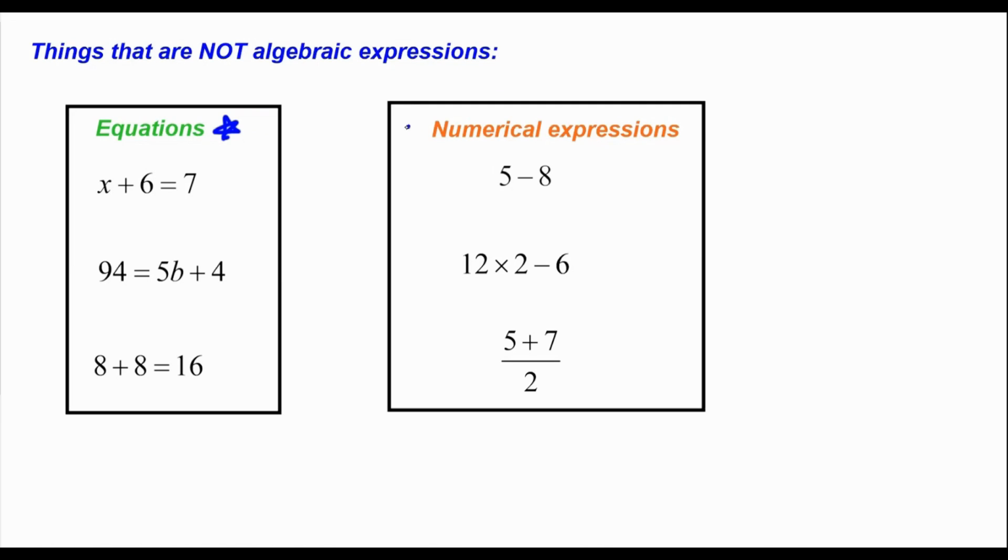And then also, what are not algebraic expressions? Numerical expressions, number sentences that just contain numbers. All of these number sentences don't have equal signs, but they also don't have a variable. So they're just called numerical expressions. They are not algebraic expressions. So that's what an algebraic expression is.